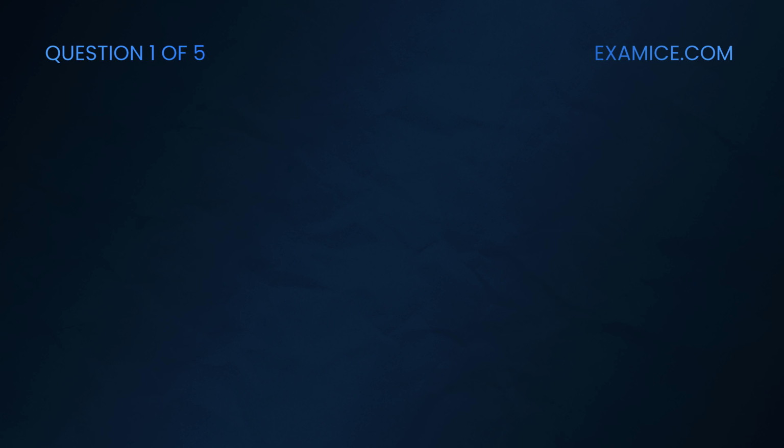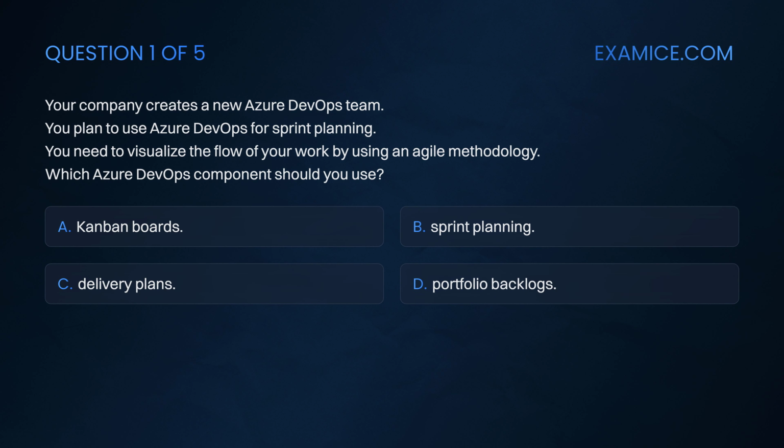Question 1. Your company creates a new Azure DevOps team. You plan to use Azure DevOps for sprint planning. You need to visualize the flow of your work by using an agile methodology. Which Azure DevOps component should you use? Option A, Kanban boards. Option B, sprint planning. Option C, delivery plans. Option D, portfolio backlogs.